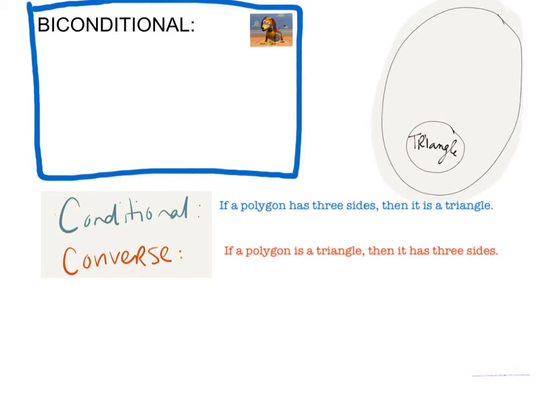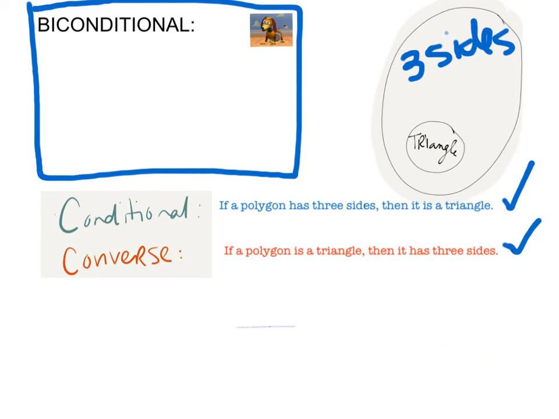If it's a triangle, how many sides does it have? Now this hypothesis says it should have 3 sides. The conclusion says it should have 3 sides. Okay, so if a polygon is a triangle, the only option is it must have 3 sides. Let's think. Can you think of a counterexample? Is there a triangle that doesn't have 3 sides? I can't think of one. Can you? That means the conditional's true and the converse is true.